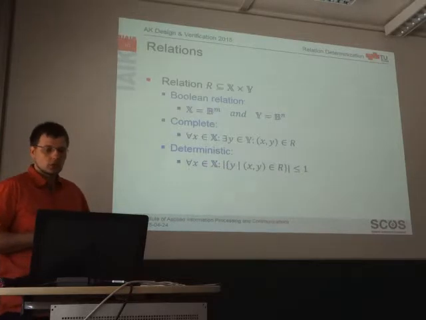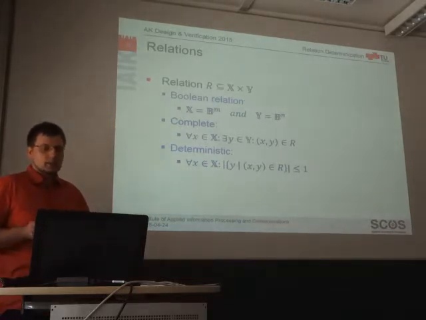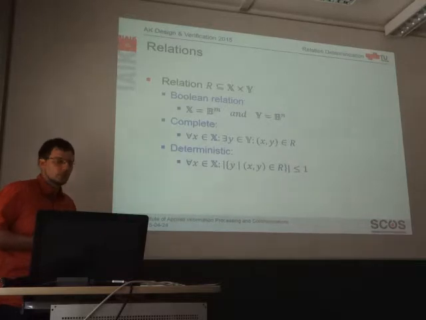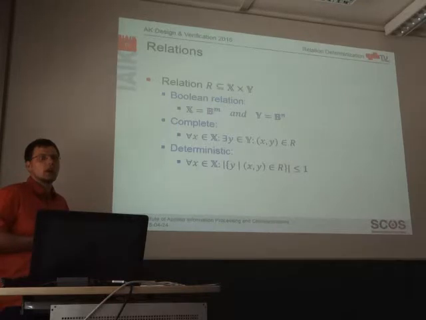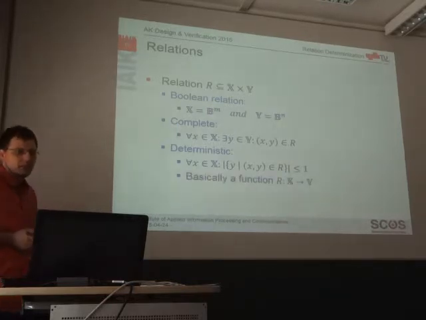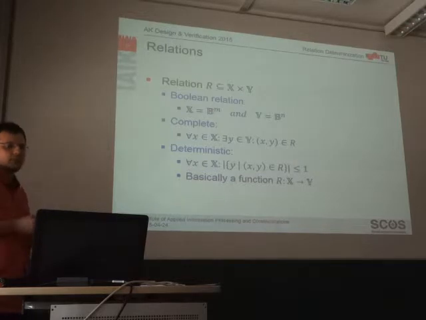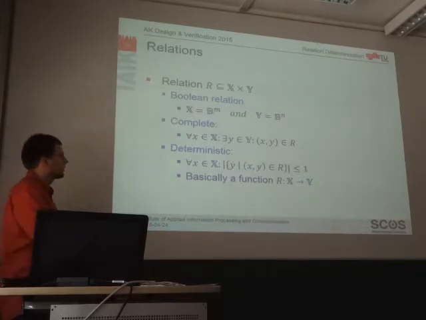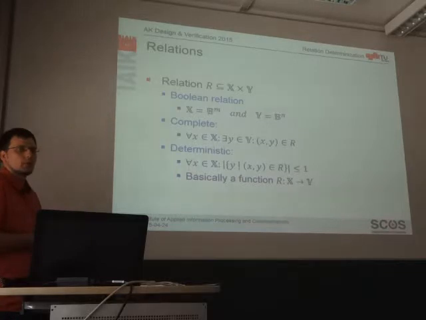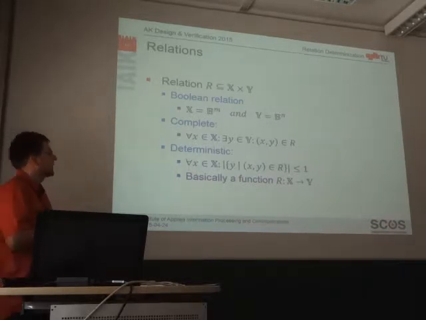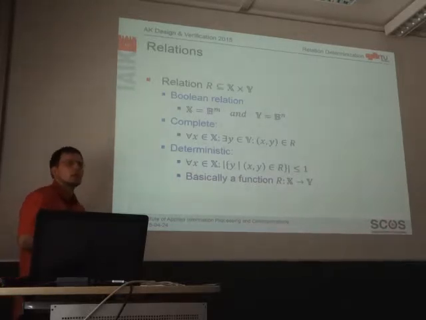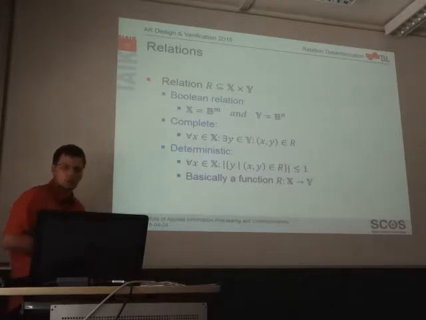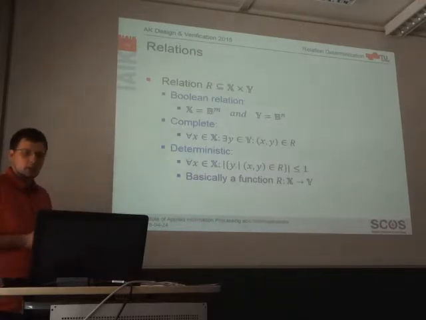And the second notion is called deterministic, and this basically says that for every x there is at most one y such that x and y are in relation. So that basically means that our relation already is a function that maps every x to exactly one y. Well, exactly one only if it's also complete. If it's not complete, then for some x's there might be no pair, but if it's complete and deterministic, then we will already have a function, which is what we actually will desire in the end.